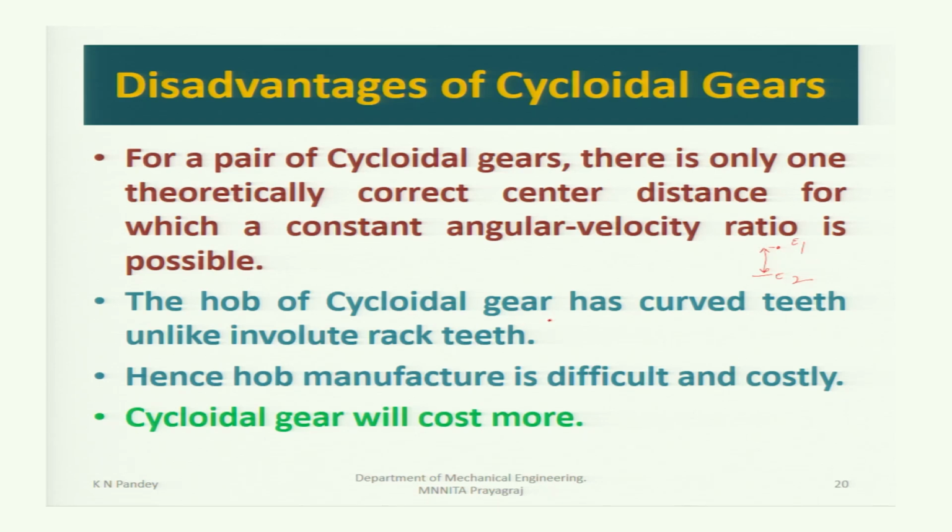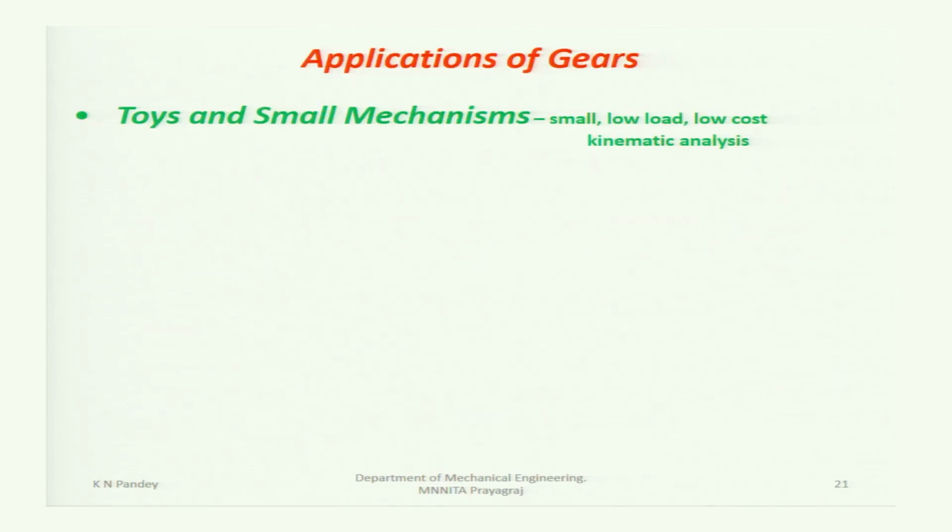The hob of cycloidal gear has curved teeth unlike the involute teeth rack. Hence, hob manufacture is difficult and costly. Cycloidal gear will cost more.